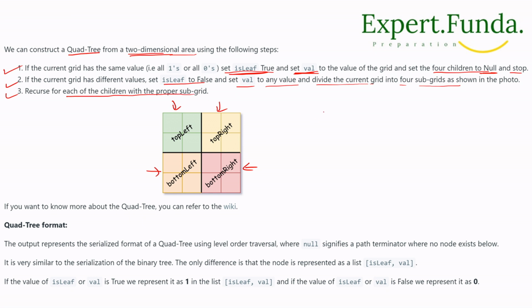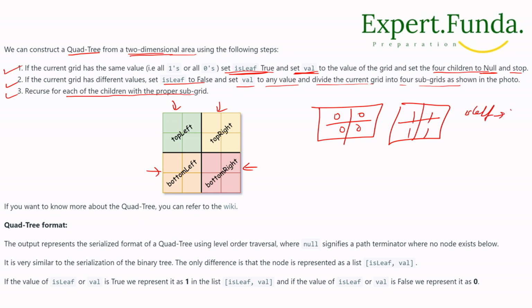Understood? First we will check if all have 0 0 0 0, right, like this, then it means the current grid has the same value. If the current grid has the same value, either 0 0 or maybe 1 1, like this, then we will say is leaf is true, and the value will be set as null for all the children, and then we will stop.